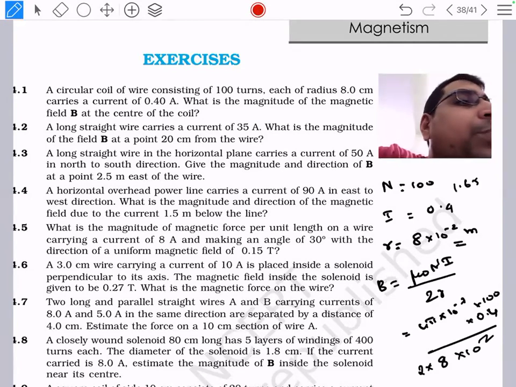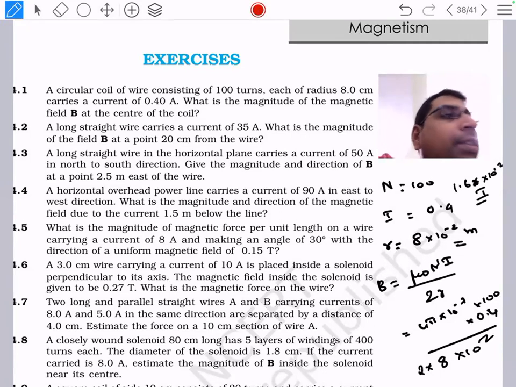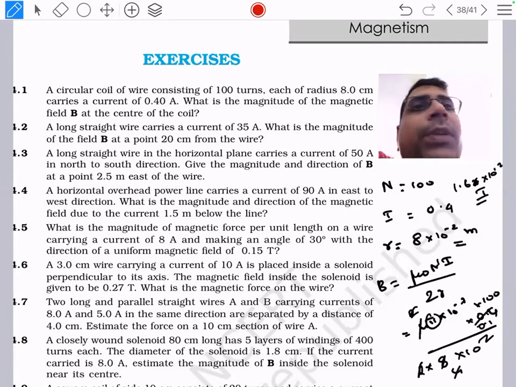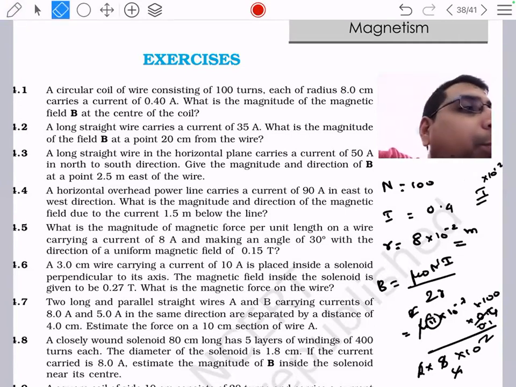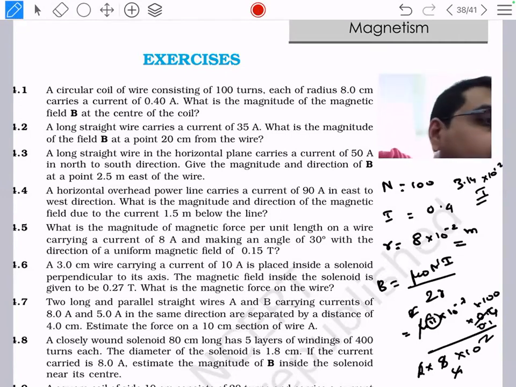1.6 into 10 power minus 2. So this will cancel 2 times, this will go 4 times. I'm getting 0.1 into pi, no? I think I made a mistake in calculation. It should be 3.14, because pi is coming, no?